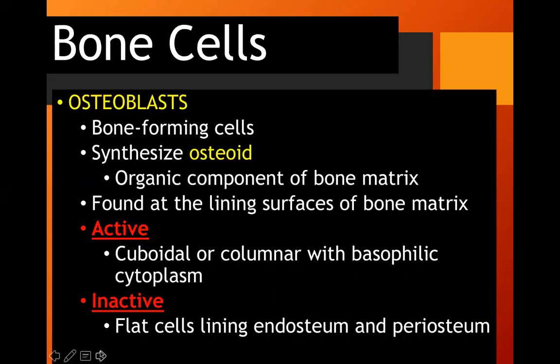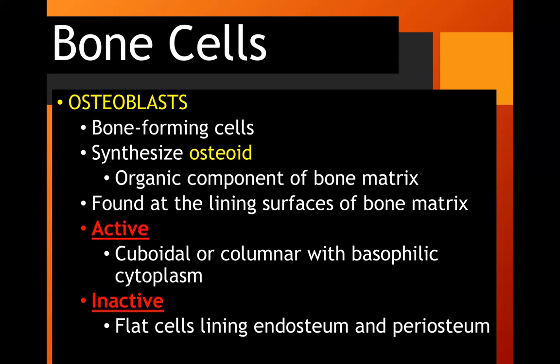Next would be the osteoblast or the bone-forming cells. Basically, their function is to synthesize what is known as your osteoid. That is the organic component of the bone matrix. So, in other words, osteoblast, bone formation. Osteoblast, osteoid synthesis. Now, the osteoblasts are found at the lining surfaces of the bone matrix. And there are two types of osteoblast. We have an active osteoblast and you have an inactive osteoblast.